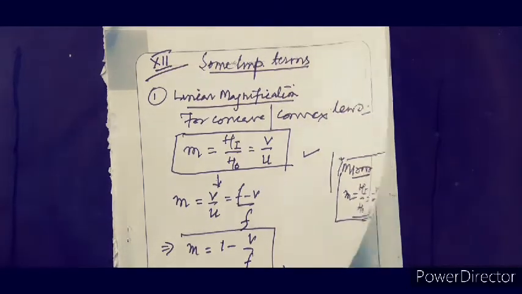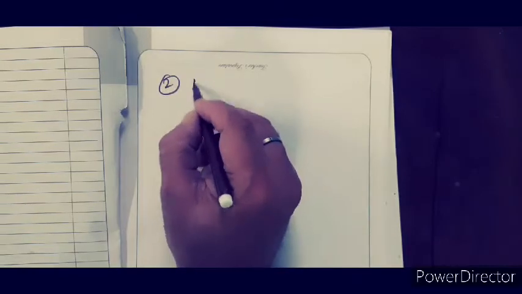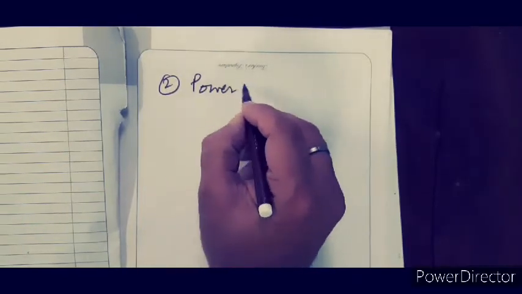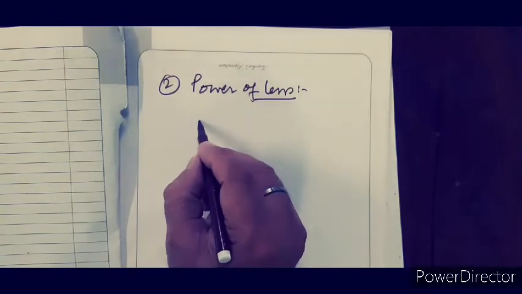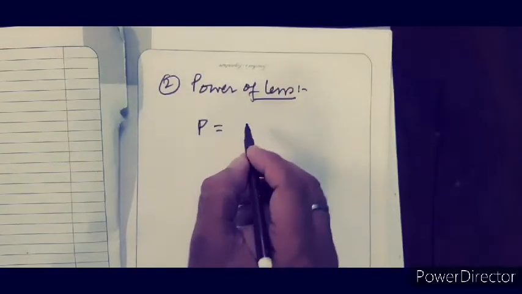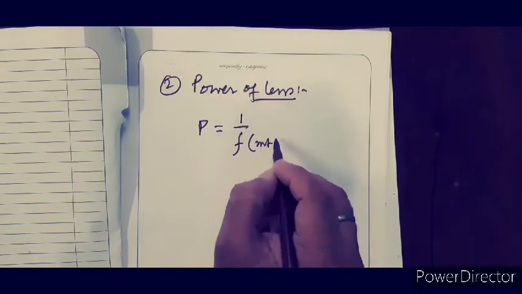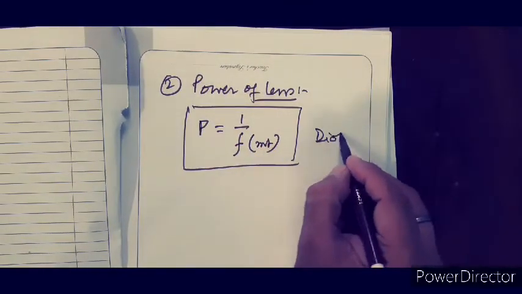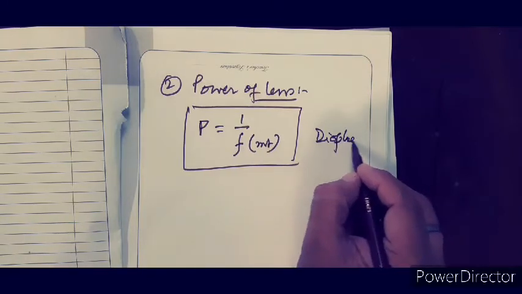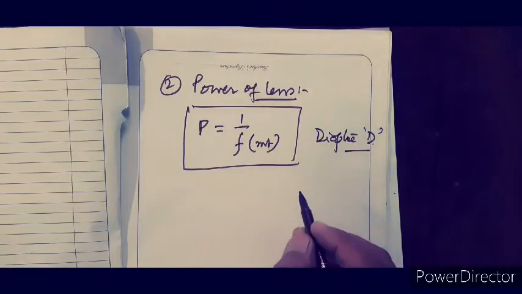Another point about your lens is the power of lens. In fact, power of lens is the reciprocal of the focal length expressed in meter. That's the basic formula. The unit is diopter, denoted by capital D. Just recapitulating.